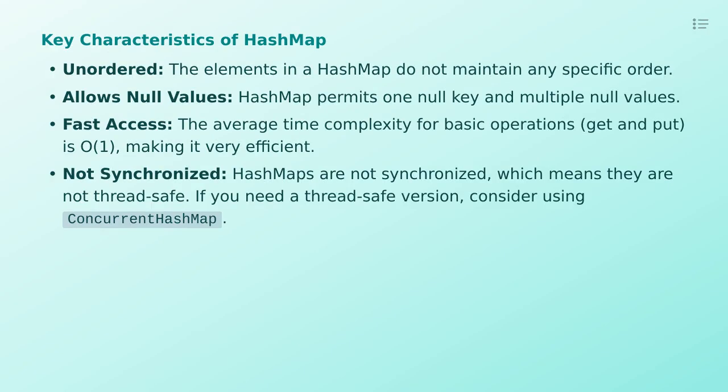Now, key characteristics of HashMap. Let's walk through the main points. First, unordered. The elements in a hash map don't maintain any specific order. Next, allows null values. HashMap permits one null key and multiple null values. Also, fast access. The average time complexity for basic operations, get and put, is O(1), making it very efficient. The full list is on the slide if you want to review it.